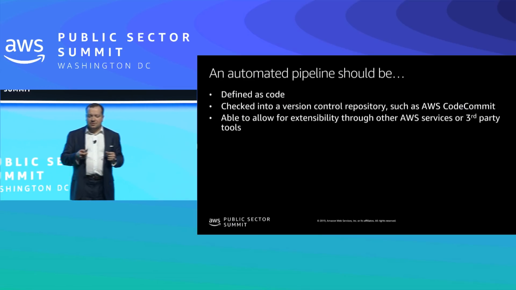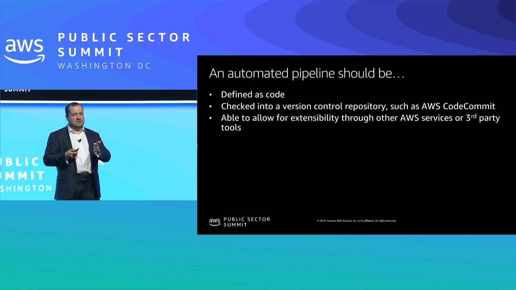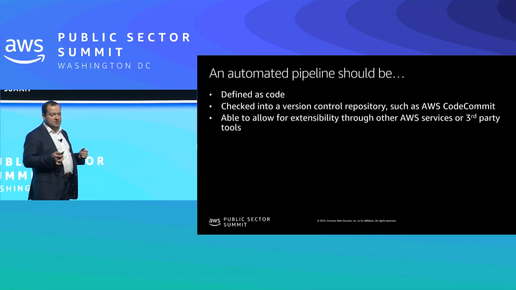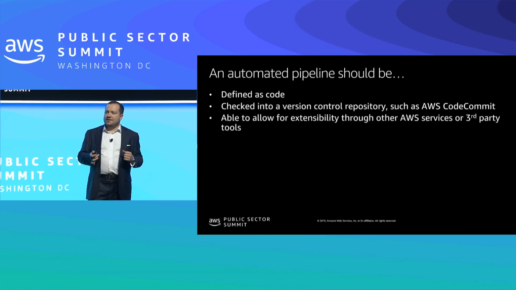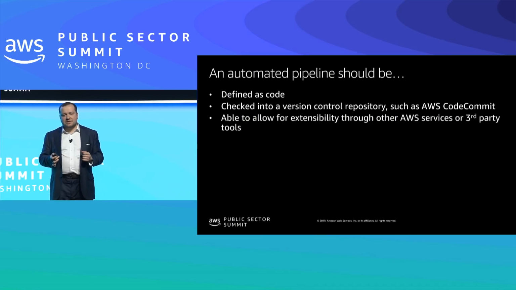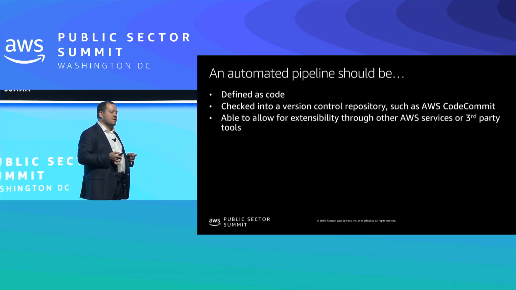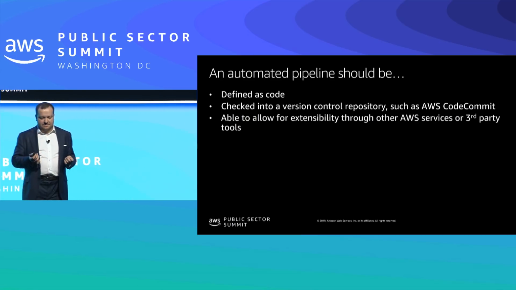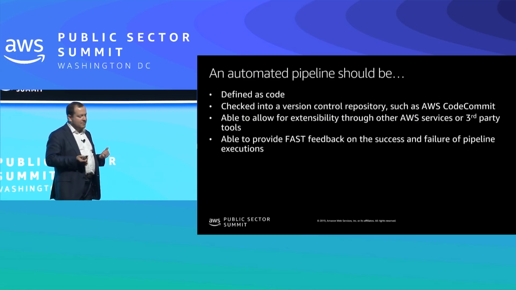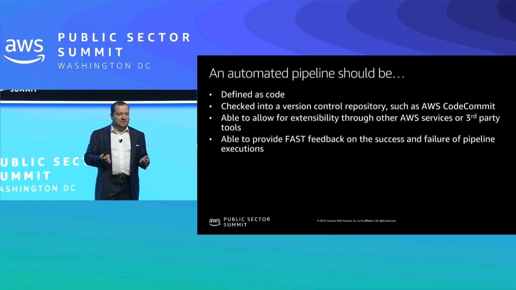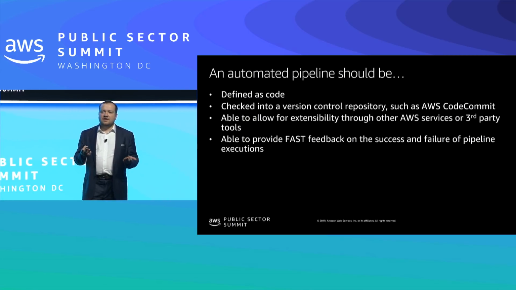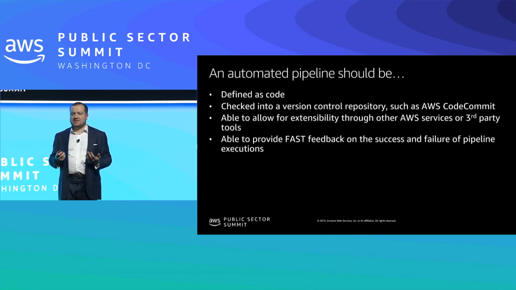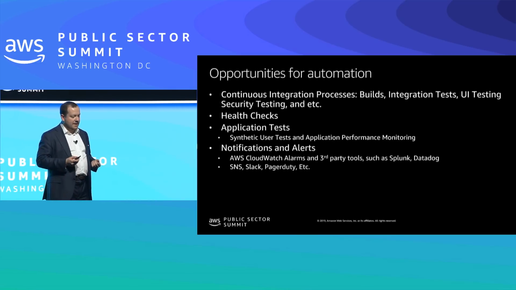You can use this pipeline with both AWS services, so CodeDeploy, CodeBuild, all the stuff I talked about, but also third-party services. If you've got a third-party load testing service, or you need to trigger a security test, you want to be able to trigger that from your pipeline. You want to get really fast feedback on whether the pipeline passed or failed. The developer pushing code should be able to get alerts on: did my deploy complete successfully or not? And if not, why?